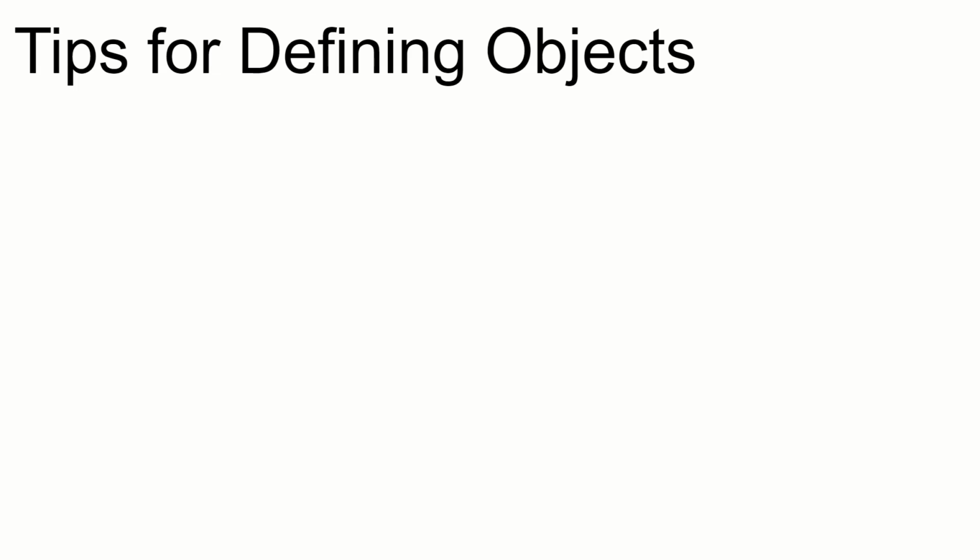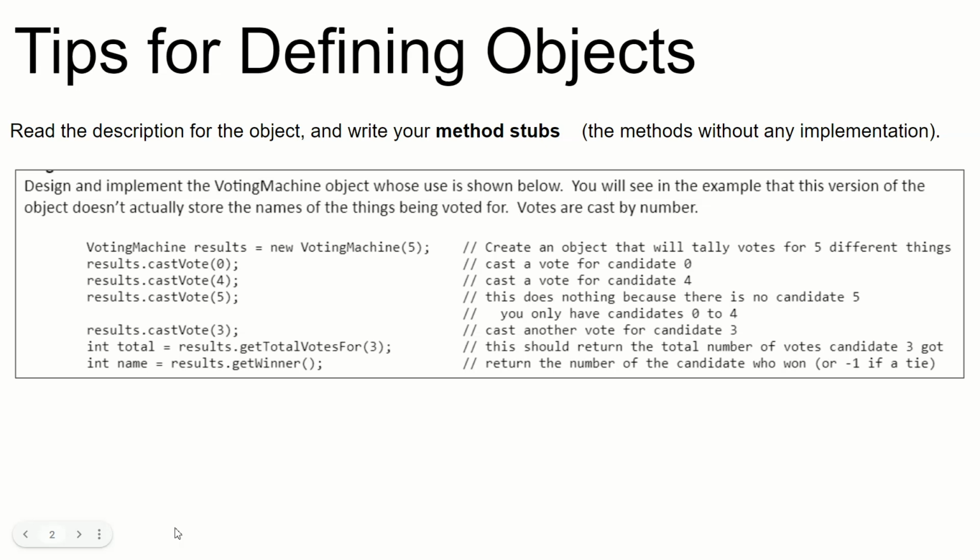Everybody, if you could use some extra practice at the basics of defining classes, here are some tips. First, you should read the description of how the object is intended to be used, using our voting machine example from class. Your goal is going to be to write the method stubs, which is figuring out what methods does your object need to have, and what inputs do they take, and what should they do.